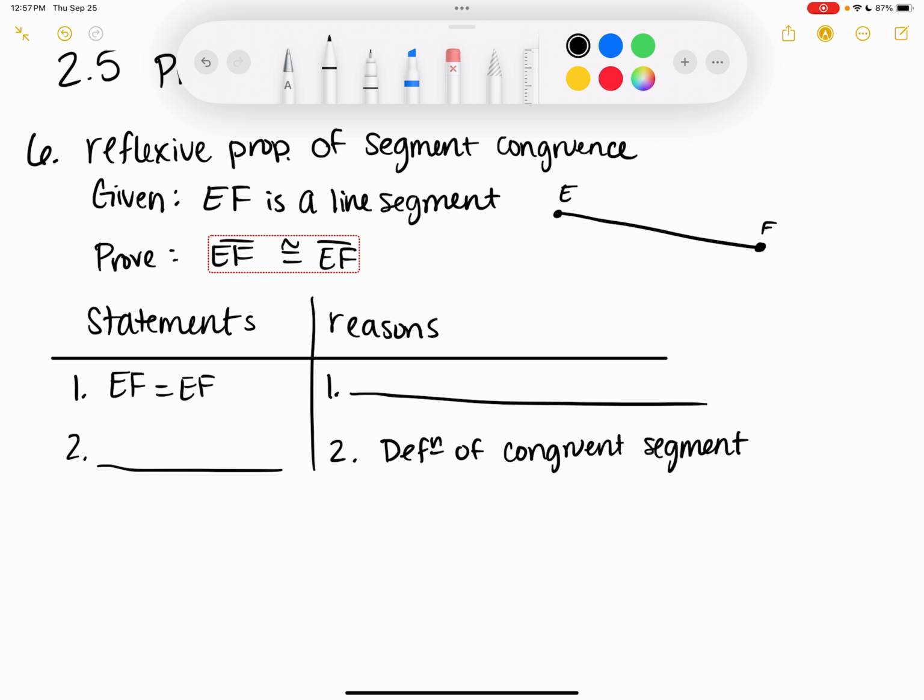So the first one really. All right, so EF is equal to EF. Well, that is the reflexive property of segment congruence. So I'm going to write that. And that's a property that you should have in your book. Or I guess it's technically a reflexive property of equality. We'll just say reflexive property. That's fine.